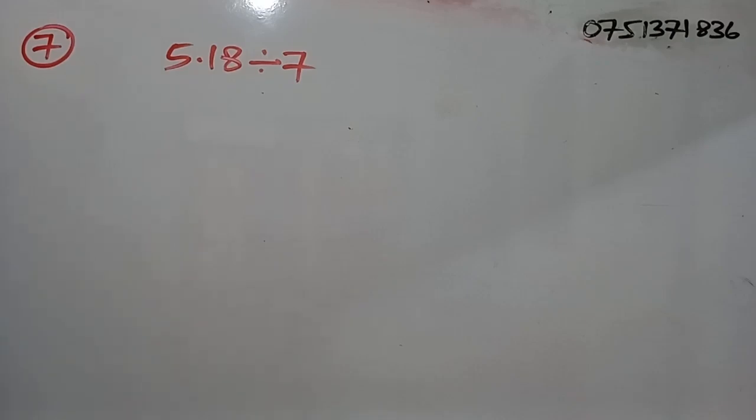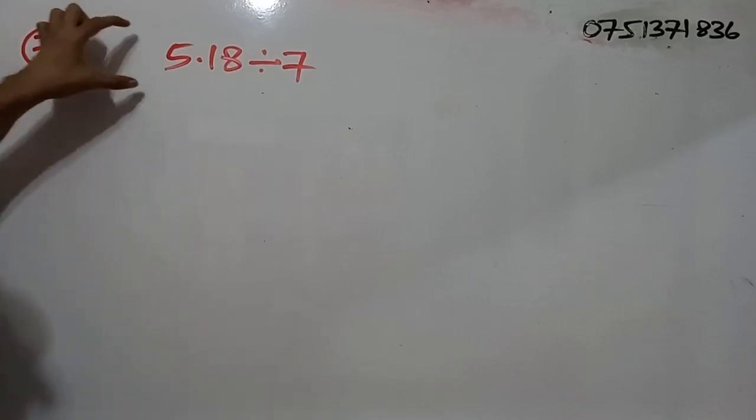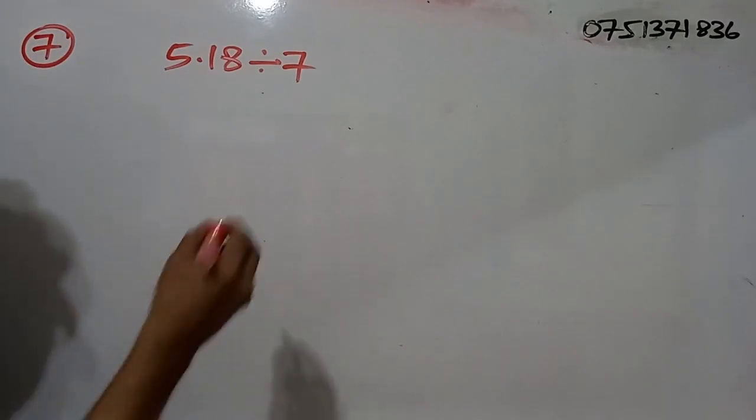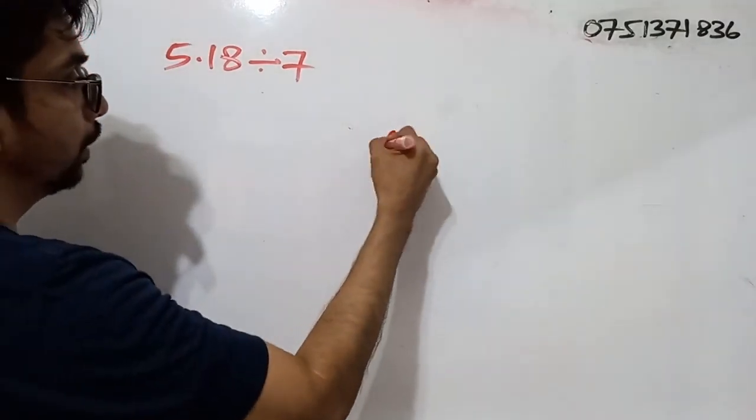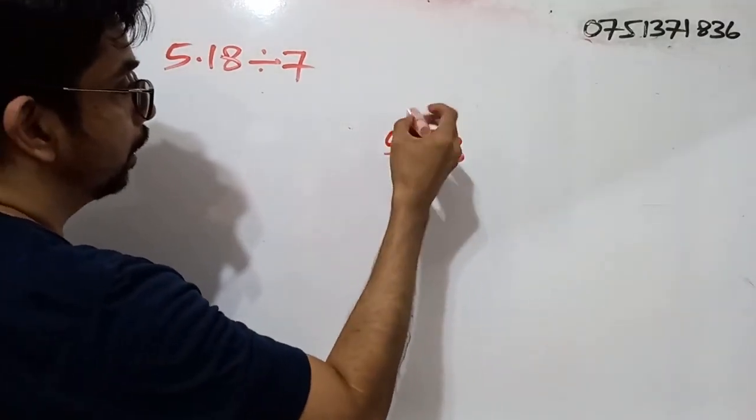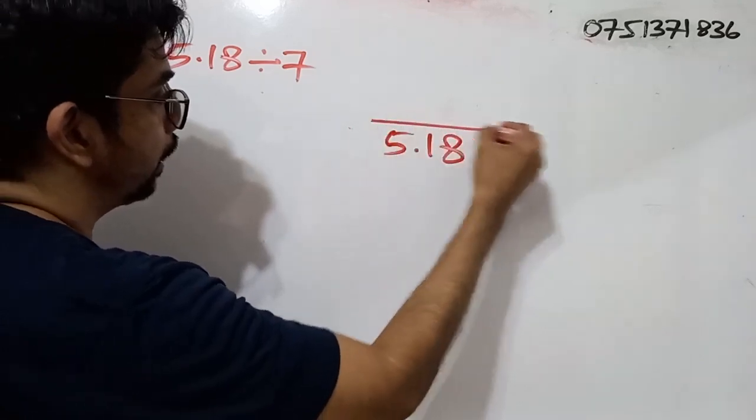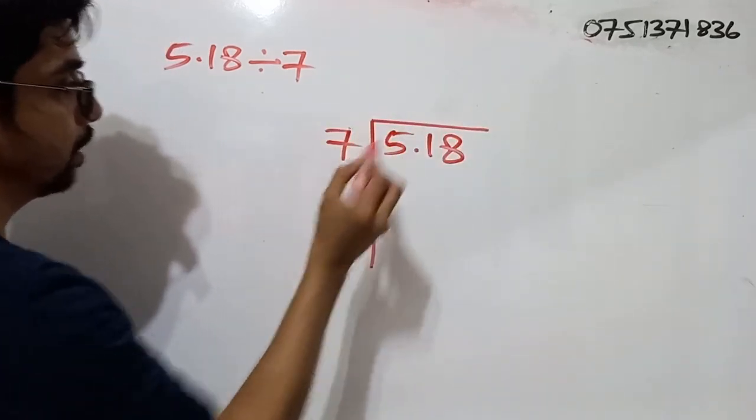Right. Question number 7. So we have to simplify this expression. Right. So I will use the long division method. Right. So 5.18, I have to divide it by what? 7.